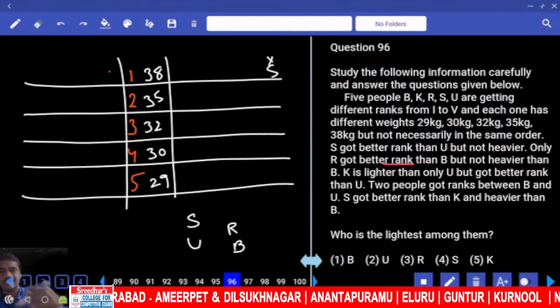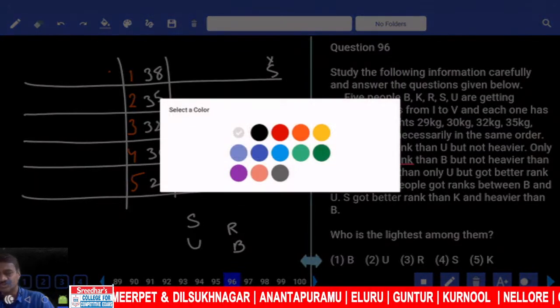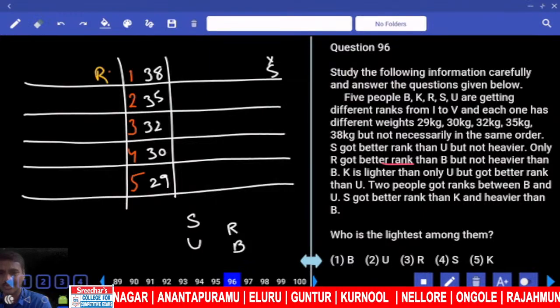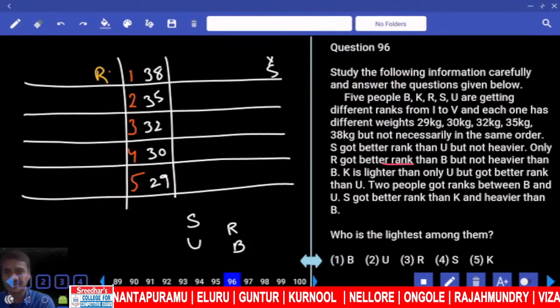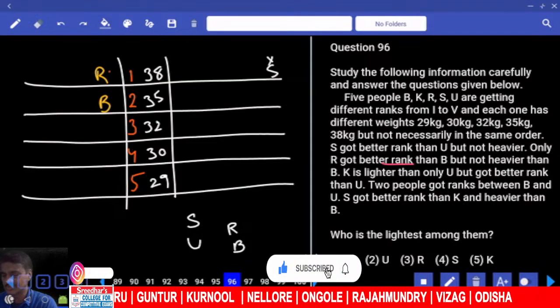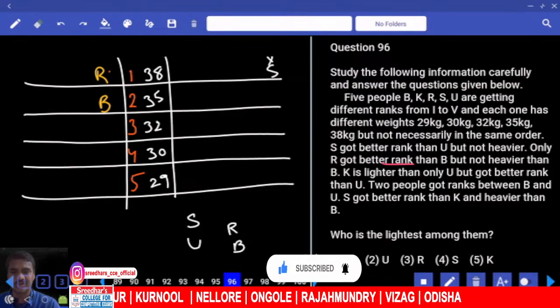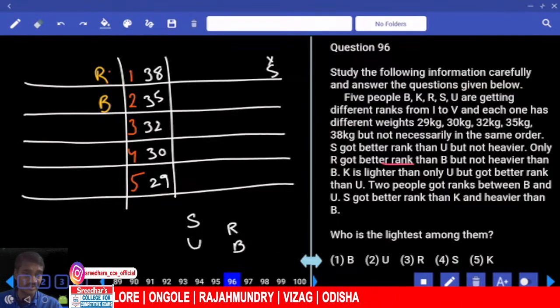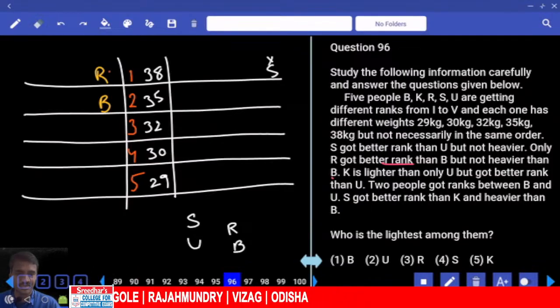As R got a better rank than B, where should this R be? R must be at the first place. Only R got a better rank than B. Clear? But not the heaviest, which means R cannot be the heaviest. Then the next one: but not heavier than B. R is not heavier than B.